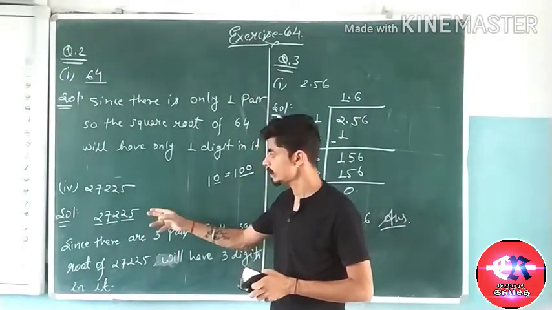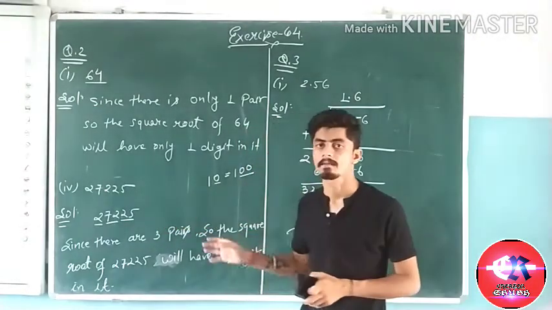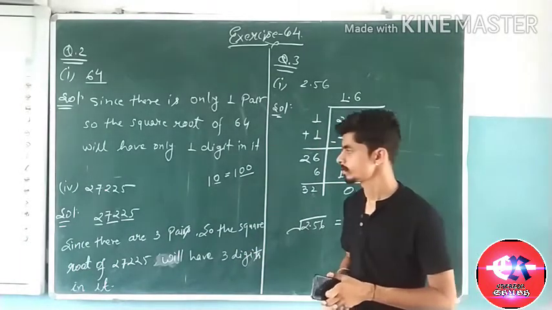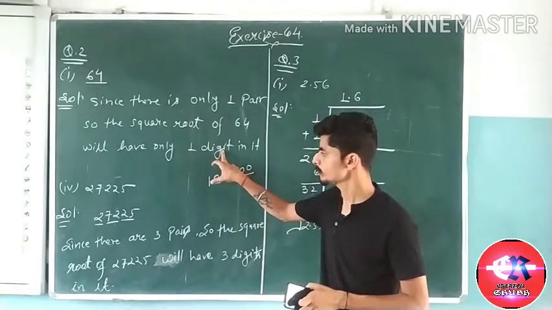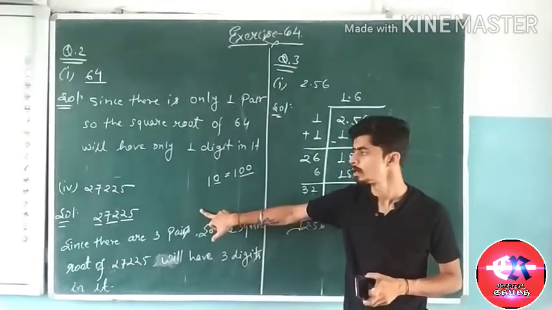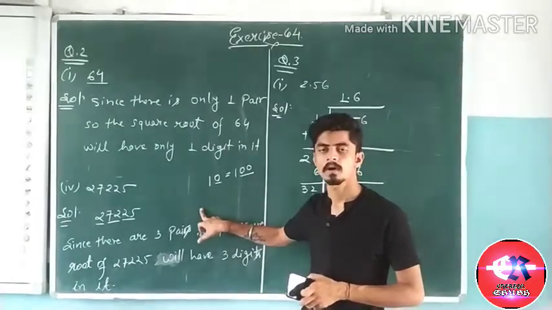So 27,225 will have only 3 digits in its square root. So this is the first one, the question number 4 of question number 2, and the rest are all similar.